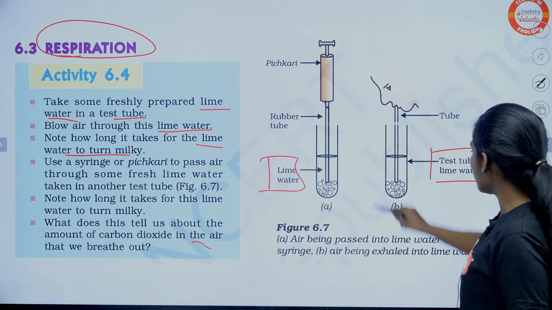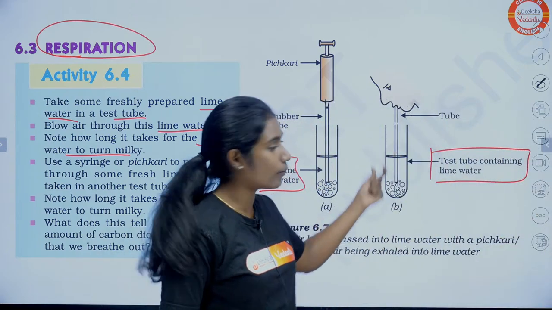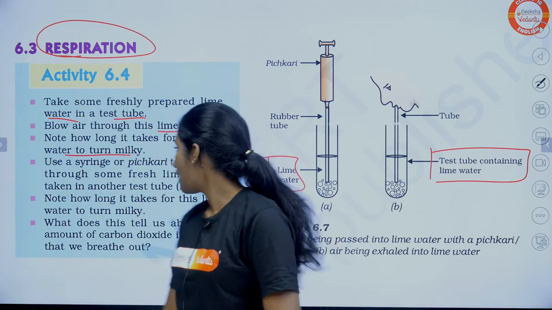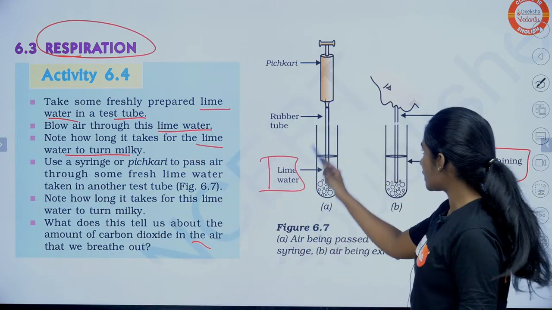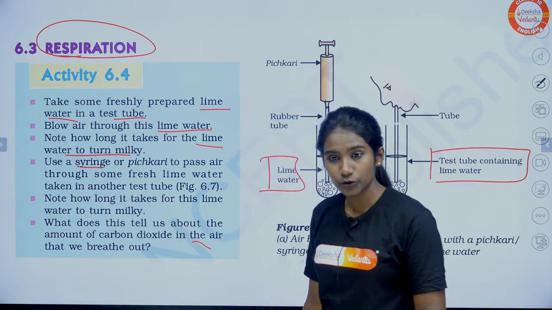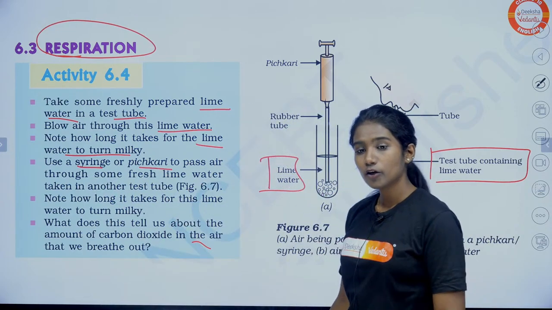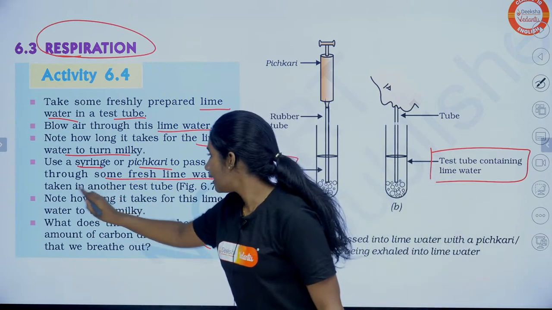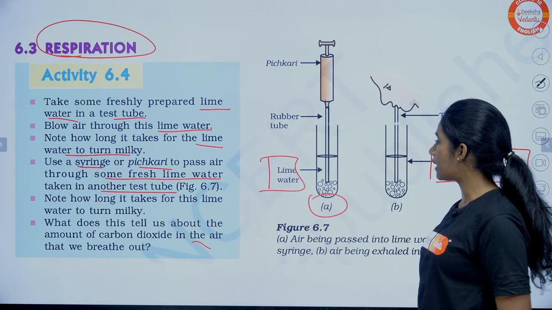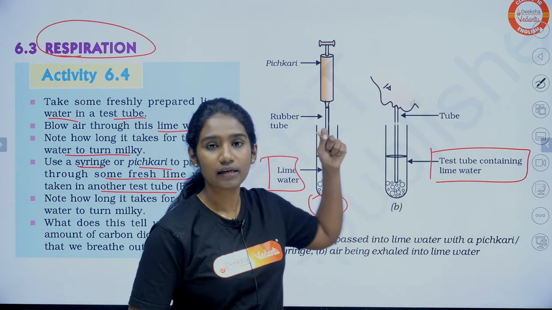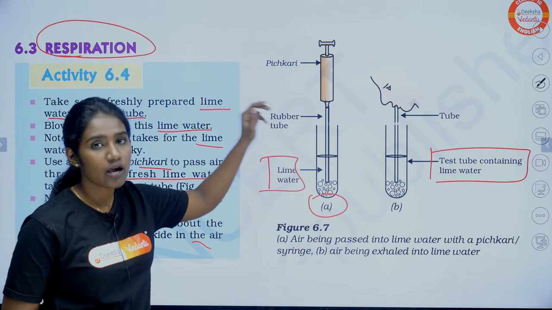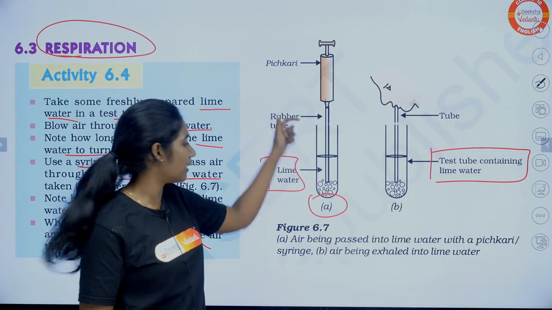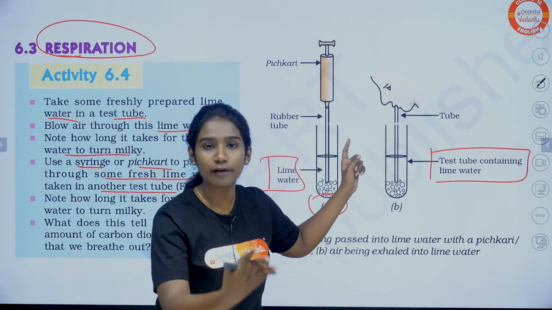Now in one condition, what are we doing? For one test tube, we are blowing and checking when that lime water will turn milky. And in the other test tube, what are we doing? You can use a syringe or a pichkari to pass air through some fresh lime water taken in another test tube. So in the second test tube, we are letting air in with the help of a pichkari, or you can use a syringe also. The difference is that here we are letting the air present in the environment into the test tube, whereas in the other condition, we ourselves are blowing it.